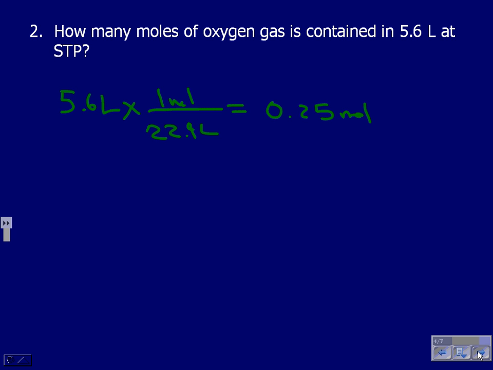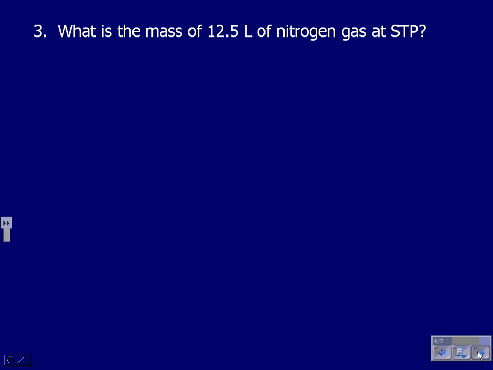We didn't need that. We don't need the identity unless we're finding a mass. The next one we're going to be looking for a mass. We'll string 2 conversion factors together. So what's the mass of 12.5 liters of nitrogen gas at STP?